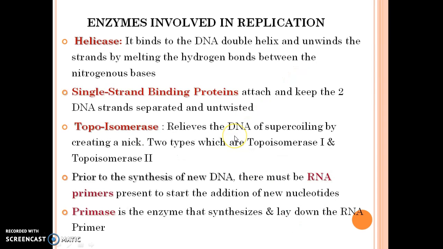Now, there are several enzymes involved in the process of replication. The very first enzyme is helicase, from the word helix. It binds to the DNA double helix and unwinds the strands by melting the hydrogen bonds between the nitrogenous bases. When we talk about nitrogenous bases, we talk about adenine and thymine, guanine and cytosine. So helicase melts the hydrogen bond between them, therefore separating the DNA strands.